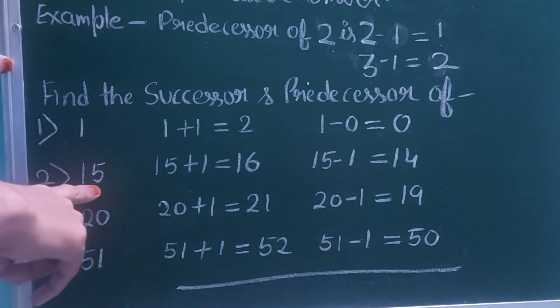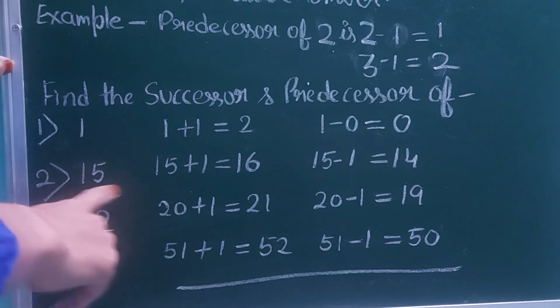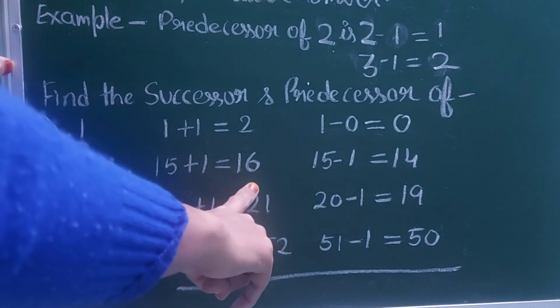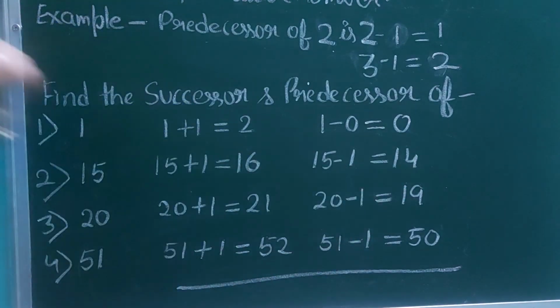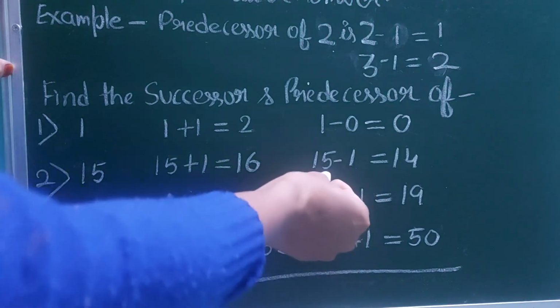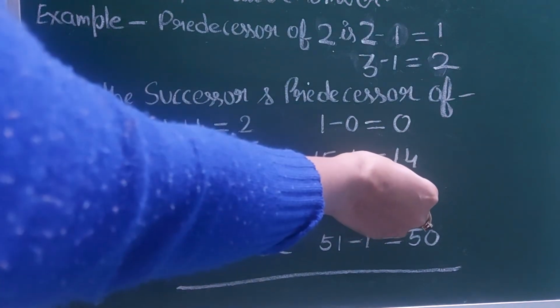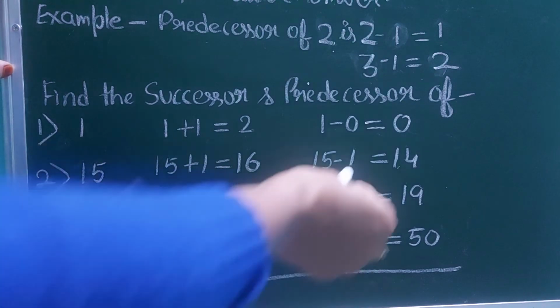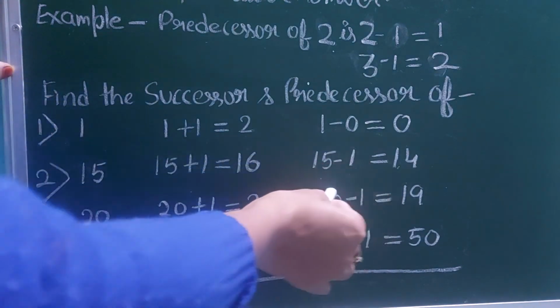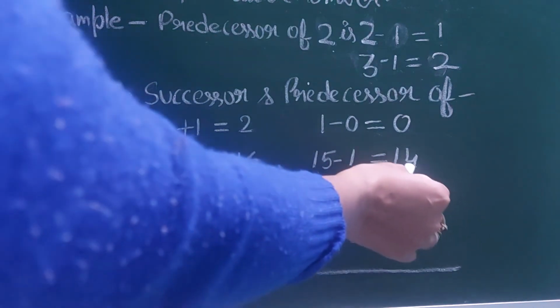Then number 15. What is the successor of 15? 15 plus 1 comes out 16. And what is the predecessor? Pre means before. What is coming just before 15? 14 is coming, okay? And what is the method for finding this out? Simply subtract 1 from 15 and we'll get 14, okay?